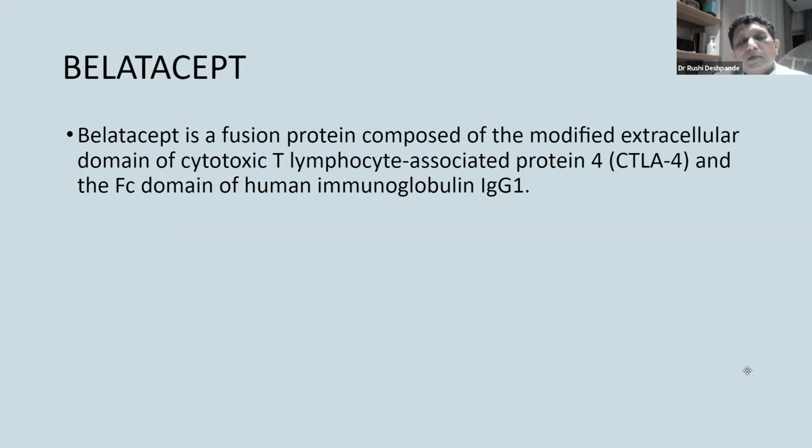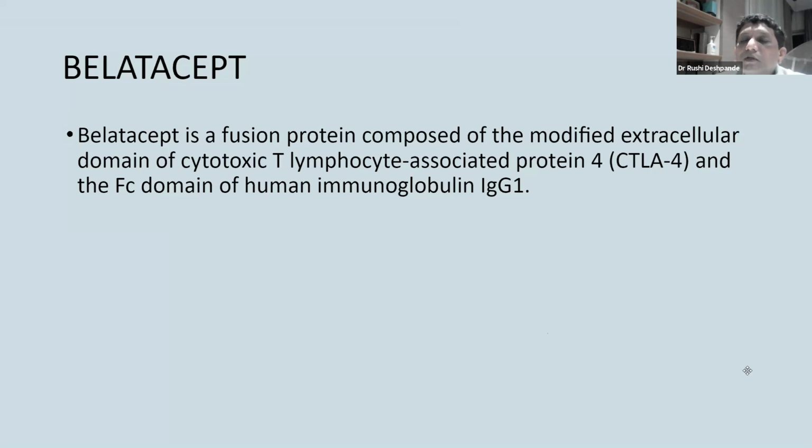The next drug that I am discussing is a fusion inhibitor. Now, this is actually a new concept called co-stimulatory blockade. So we had drugs blocking signal 1. We know that when the antigen is presented to the T cell, there is a co-stimulation that is required to make the response bigger.